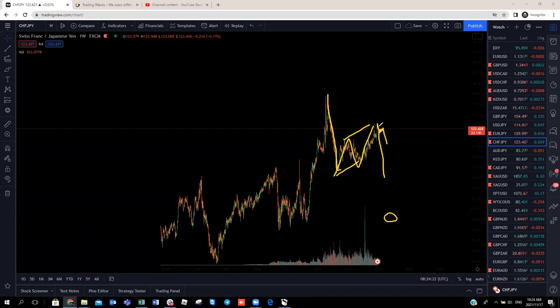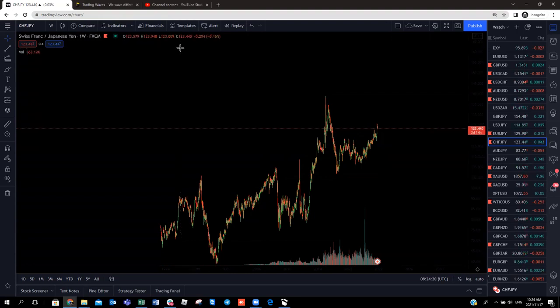So what we want is for this to start dropping below 50 on the daily so that we can start trading it to the downside. Okay, so that is what we're looking at here. Let me do this.